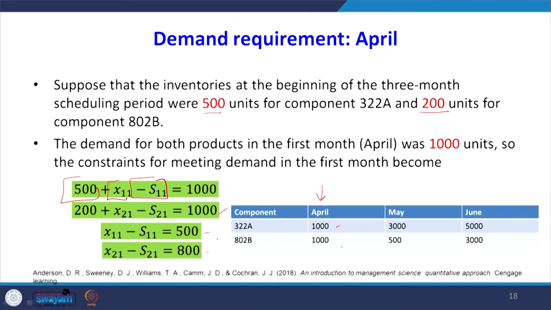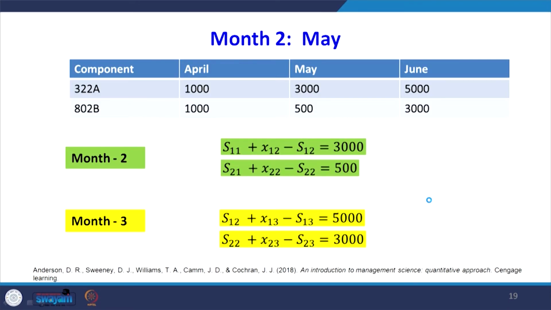Like this, we are going to write for May month and June month. Say for month of May, see this S11, right, this is carried from April.